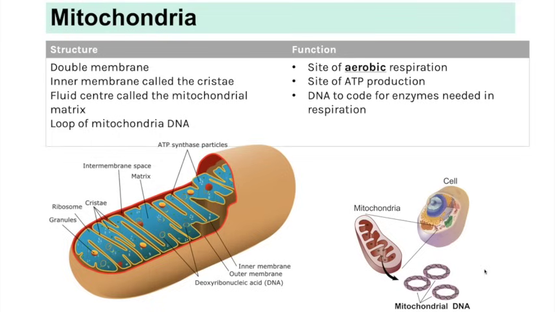So you'll have lots of ATP production here. It's a double membrane organelle with the outer membrane, and the inner membrane is this folded part making up the cristae. The inner membrane is where oxidative phosphorylation happens, which is one of the key stages in aerobic respiration. They have their own loop of DNA, which is very similar to prokaryotic DNA, and this is so that they can code for the enzymes that they need in respiration.